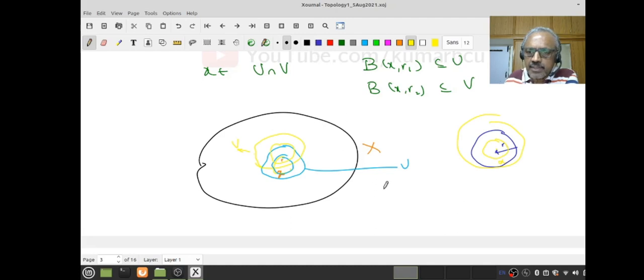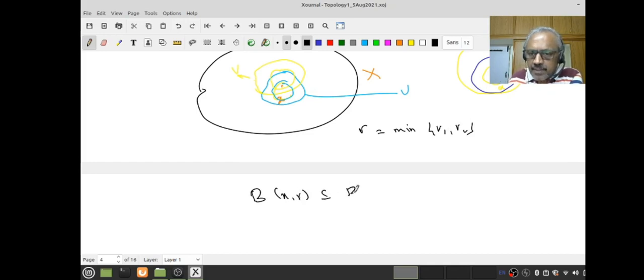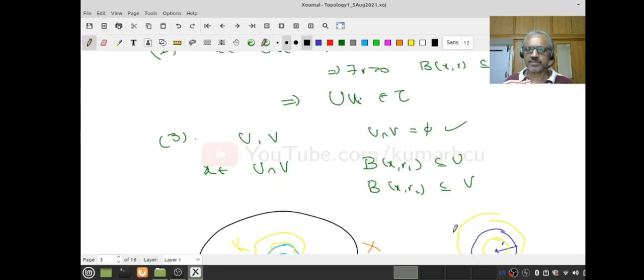Let's not worry about that. Therefore, what do I do? Let r equal the minimum of r1 and r2. Then B(x, r) is contained in B(x, r1), and hence is contained in U, and this is contained in B(x, r2), and hence is contained in V. Therefore, B(x, r) is contained in U intersection V. Do you follow that? So that's how we proved that the intersection of two open sets is again open.